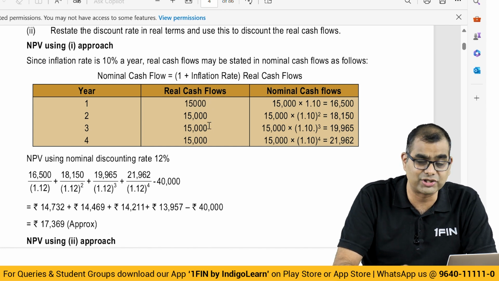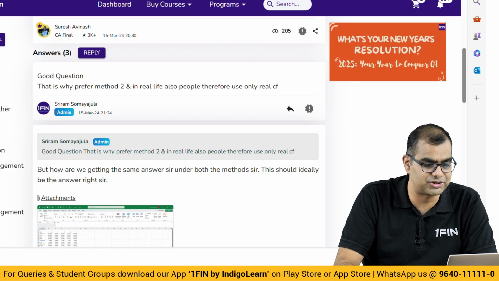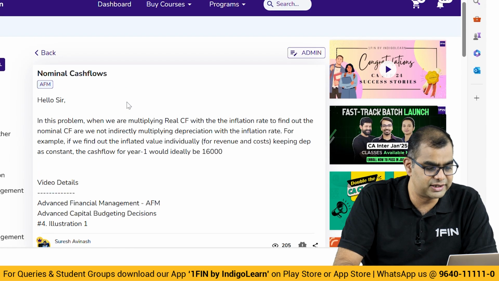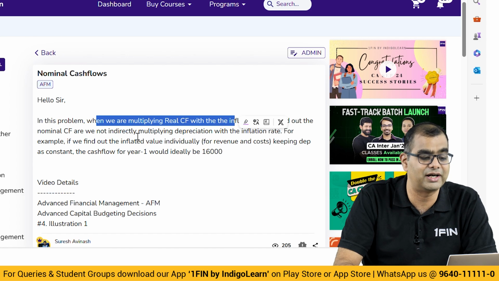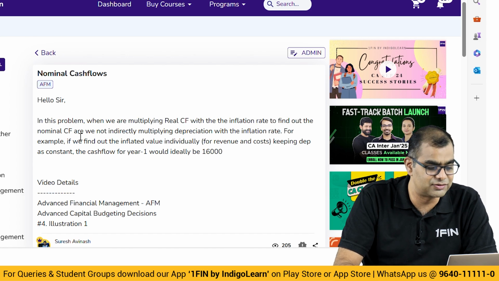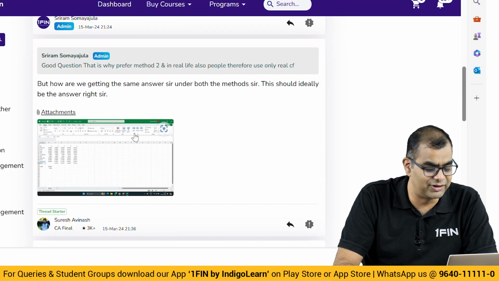Okay, this is the question in the old material. And if you look at the questions that my students have asked me, "Sir, in this problem, why are we multiplying real cash flow with inflation to find out the nominal cash flow, and why are we not directly multiplying?" When was this asked? This was asked in March 24. Okay, then I had given a response to that.